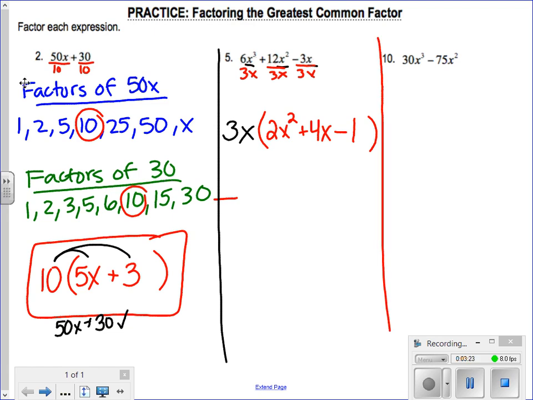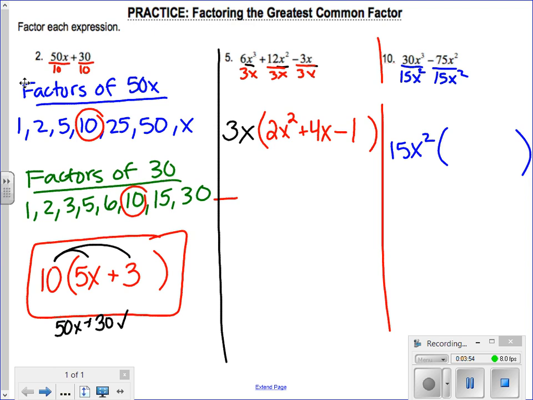All right, last problem on this practice, 30x cubed and 75x squared. All right, so let's see here. This one might be a little harder to figure out what the factors are, but it turns out that 15 goes into both 30 and 75. And then x cubed and x squared, they both have x squared, 2 x's in common. So my GCF is 15x squared.